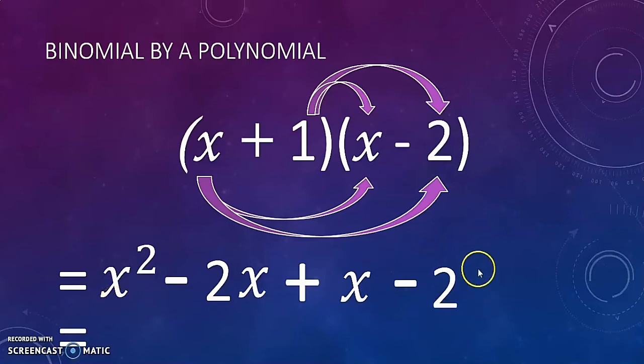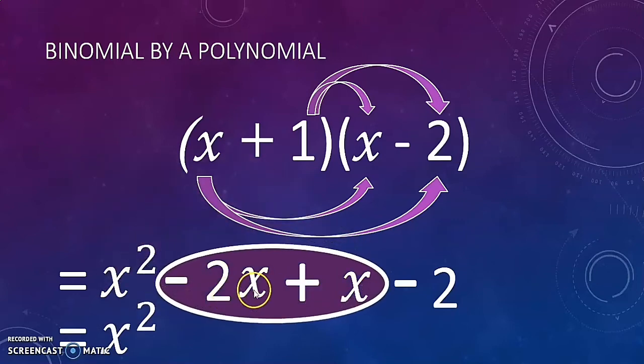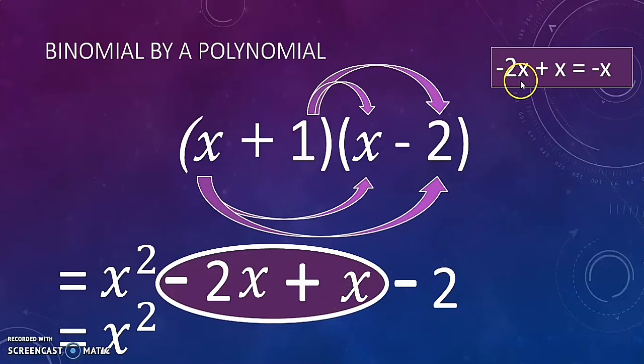So, let us simplify these 4 terms. What will you notice? So, let us bring down x squared, and since negative 2x plus x are like terms, we can combine them. Since they are unlike signs, we are going to subtract them. So, negative 2x plus x equals negative x. So, that is our middle term. And then, we have the last term, negative 2. So, our final answer is x squared minus x minus 2. Is that clear?